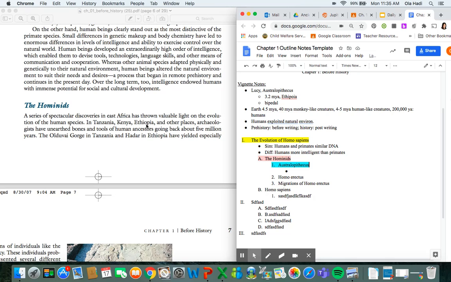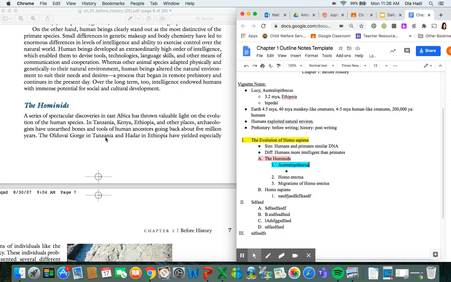In Tanzania, Kenya, Ethiopia, these are all places in Africa, and other places, archaeologists have unearthed bones and tools of human ancestors going back about 5 million years. We read that in the introduction or the vignette. Archaeologists are people that dig things up from the ground, looking for remnants of things. This is important in prehistory because there aren't any written documents, so we have to look at objects to try to guess what those ancestors of humans were like.